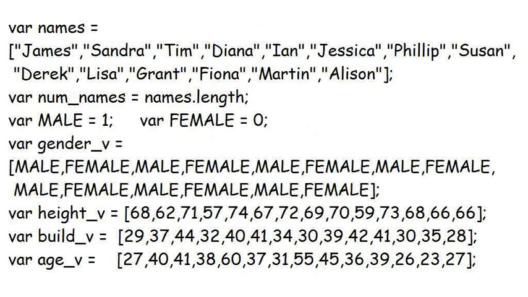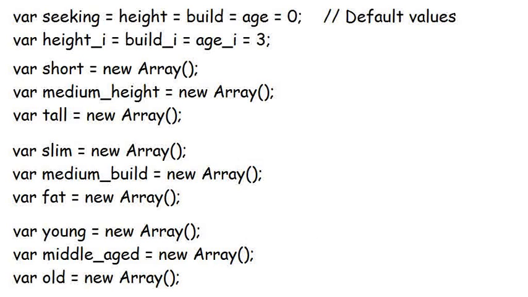At the start of the JavaScript, the arrays are set up that encode the data for the 14 people in the database, with that number being stored in the variable numNames for convenience. You can see their names and genders, their heights, their waist measurements, and their ages stored in the appropriate arrays. However, those data values are only useful to convert into scores for the different attributes.